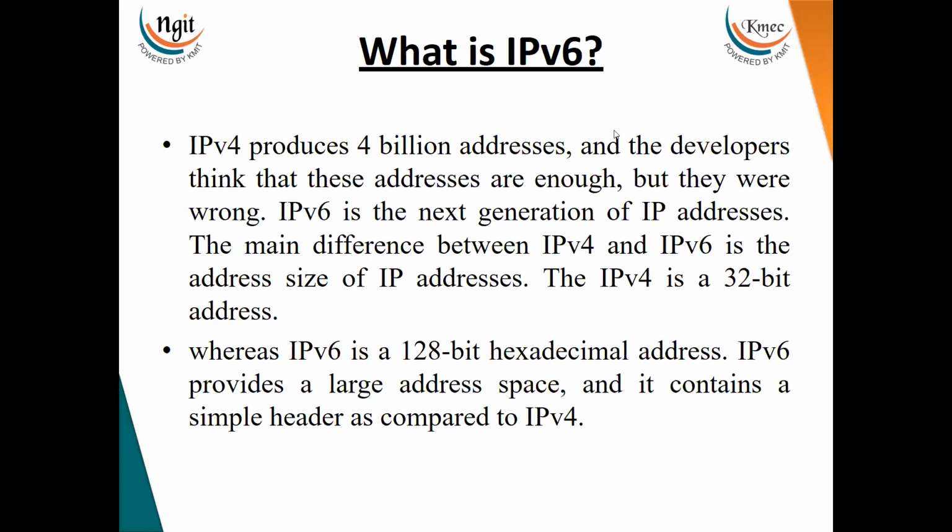Previously, the first addressing technique we had was IPv4, Internet Protocol version 4. This produces 4 billion addresses. But the developers thought the addresses were enough. But they were wrong, because the next generation IP address is IPv6, because the main difference between IPv4 and IPv6 is the address size of the IP address.